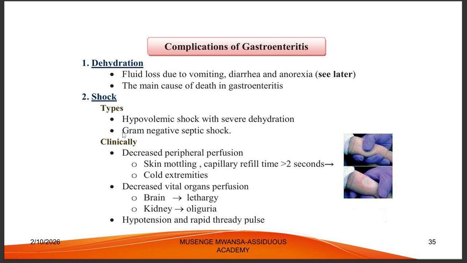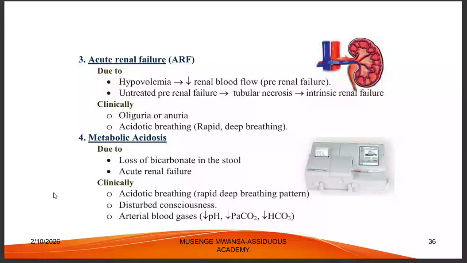So clinically, once a patient has shock, there'll be decreased peripheral perfusion. So there'll be skin mottling. The skin will appear white when you press it. These are some things you want to check during your physical exam. That means there's a decrease in volume of water. And then capillary refill time is greater than 2 seconds. Cold extremities also, there'll be decreased vital organ perfusion. If there's little blood going to the brain, the child is lethargic. If there's little blood going to the kidney, there will be oliguria. There will also be hypotension and a thready, weak pulse.